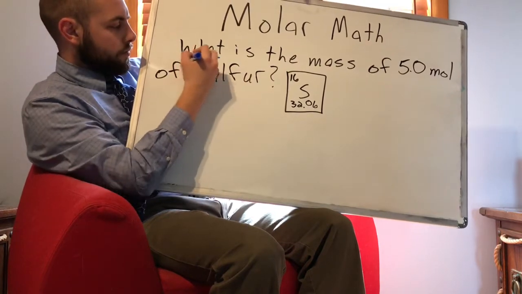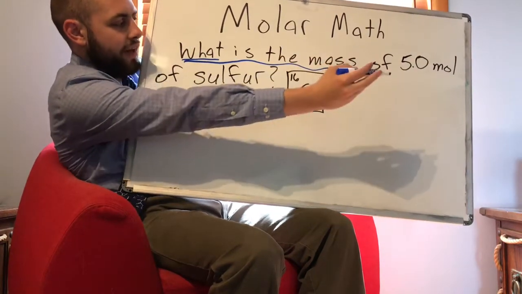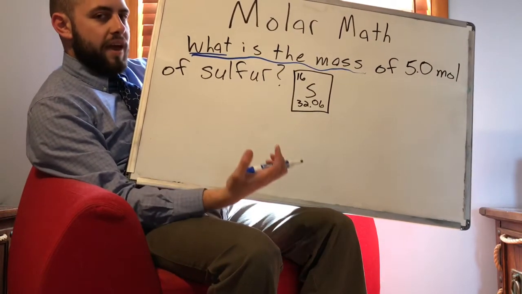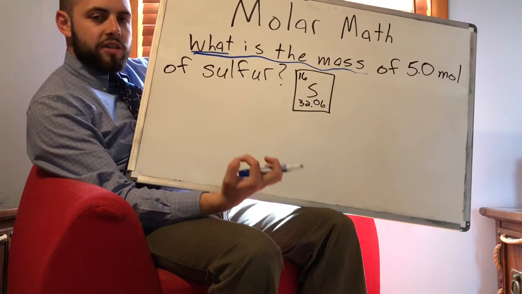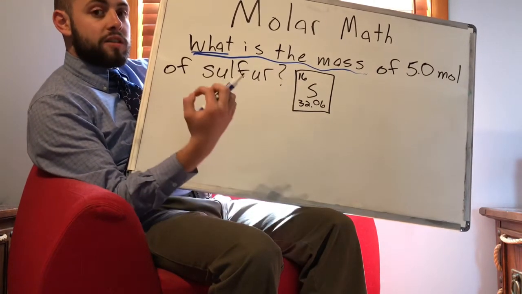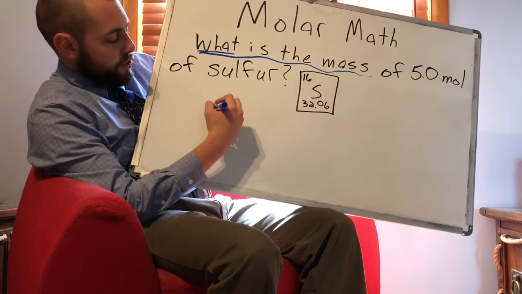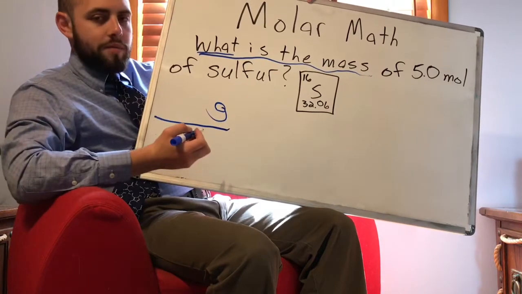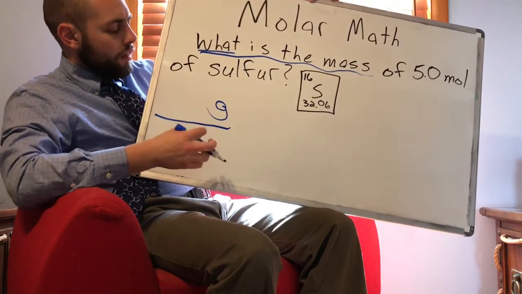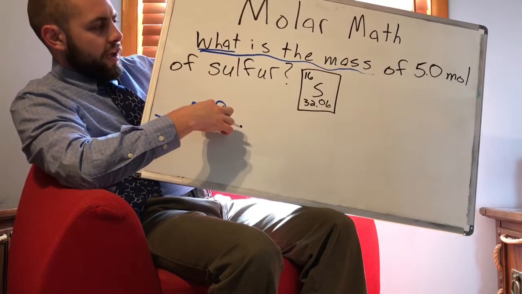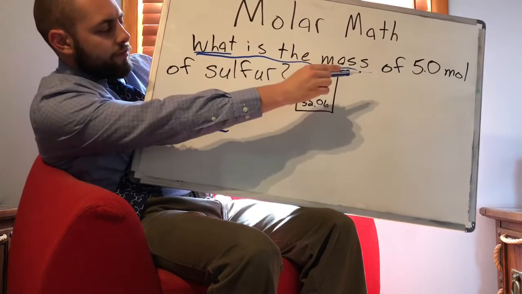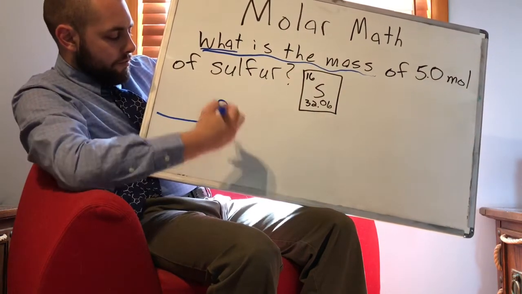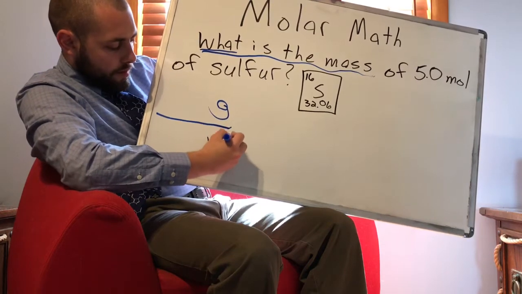What is the mass? So if the question is asking, what is the mass? When I'm doing dimensional analysis, that tells me that I want to start with a mass unit in the numerator. Grams is going to be my mass unit. So if I'm starting from grams, but the only information that the problem gives me is moles, I need to find a way to go from grams to moles.